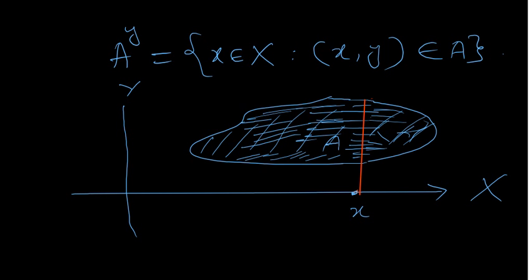Say this is the point A here. This is the point x. Then this portion, which is a subset of y. So we don't need to write this one here, only this one. This red line is a subset of y. It's your Ax.